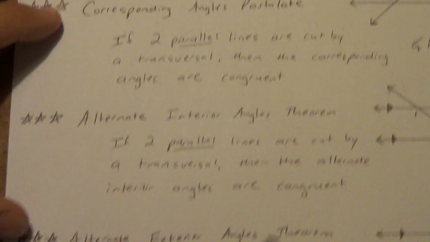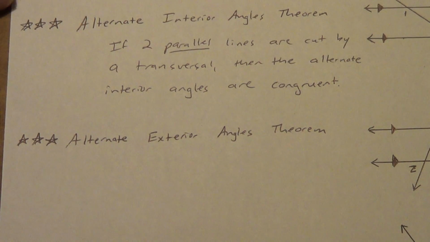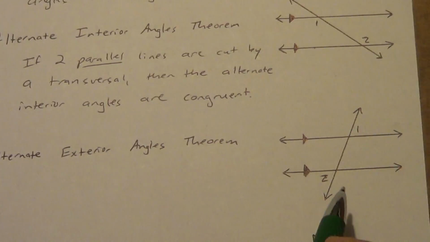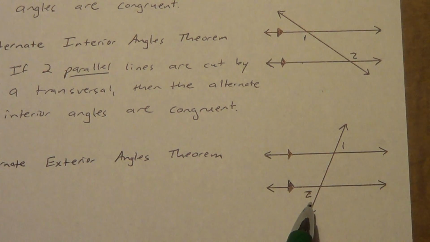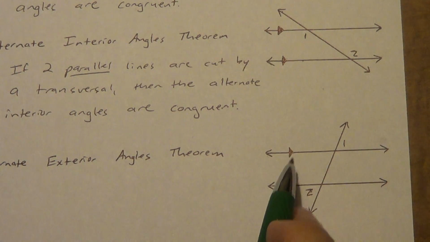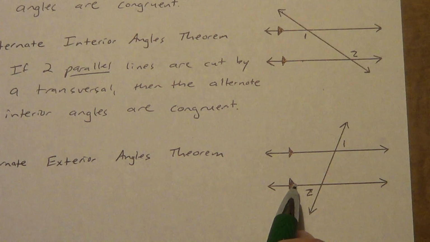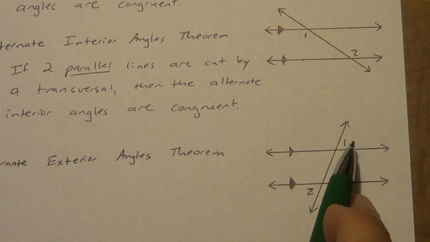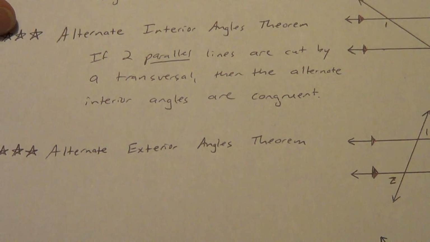Okay, let's take a look at the next one. Alternate exterior angles theorem. Once again, 3 stars. Okay, I got my picture over here with a 1 and a 2 again. Outside the lines, in this case the parallel lines, opposite sides of the transversal, but remember, not a linear pair. Okay, so let's write this one down.